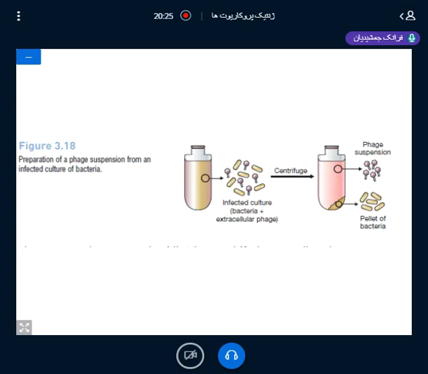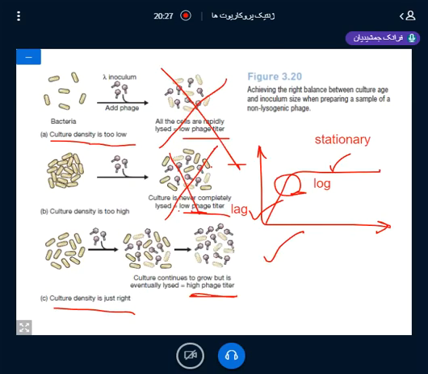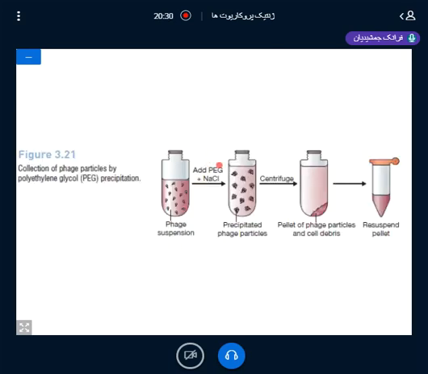But how can we separate the phage? Listen to me. We can add polyethylene glycol.